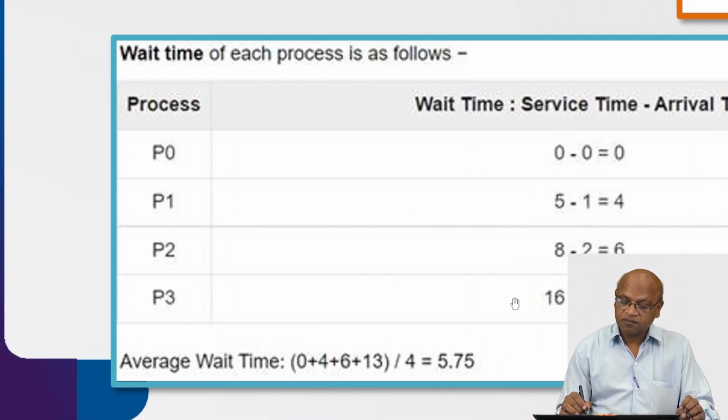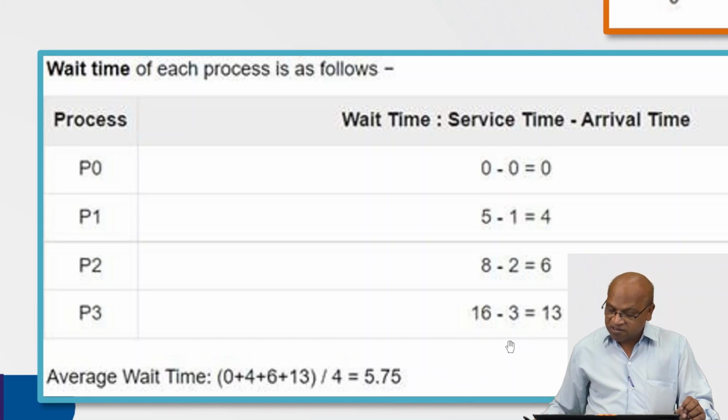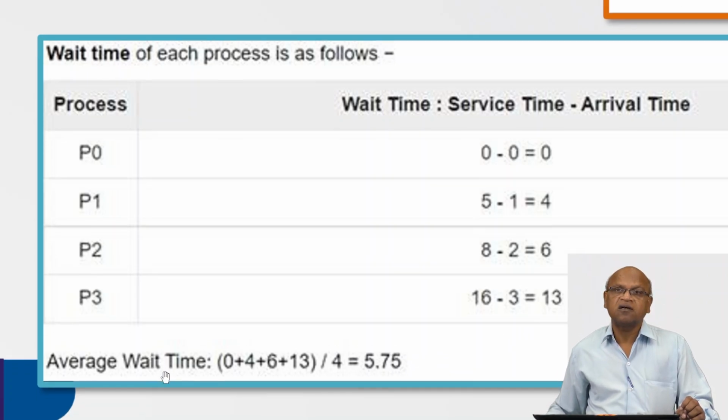Once you have these values, the average wait time is the sum of all of them: 0 plus 4 plus 6 plus 13, divided by 4. We will get 5.75 as the average waiting time for each process.